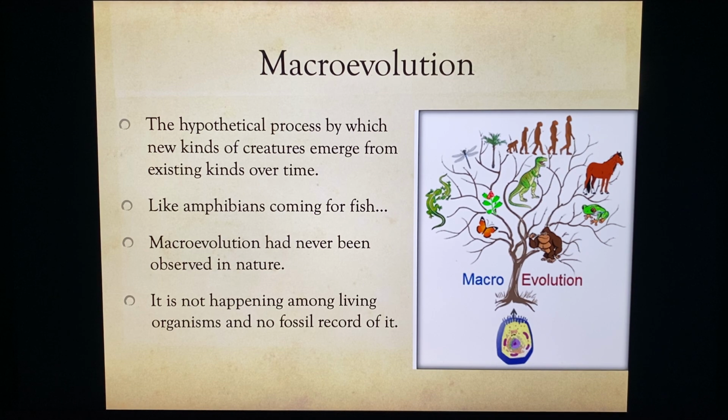Here's a picture here. Basically, we all come from a common goo cell, one cell, and then we evolved over time into all these different animals.